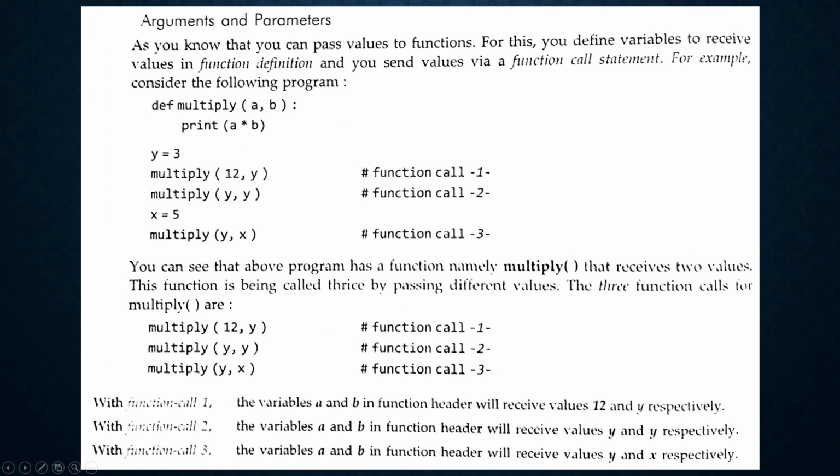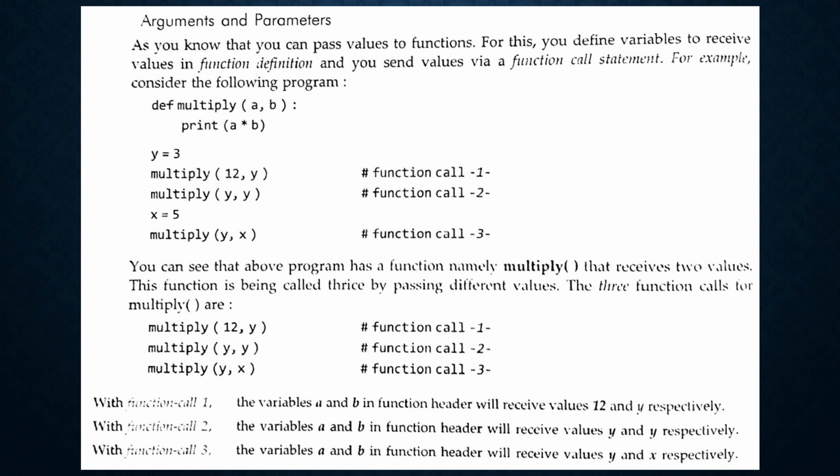After execution of this statement, control jumps from this statement to the definition of multiply(a, b). Here a, b copies the values of multiply(12, y). The latest value of y is 3, so 12 and 3 will be copied to a and b. Then print a star b, so 12 star 3 means 36. 36 will be displayed there itself. Without a return statement, it displays right there.